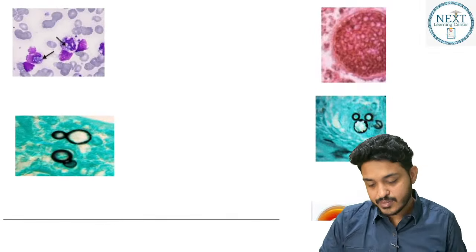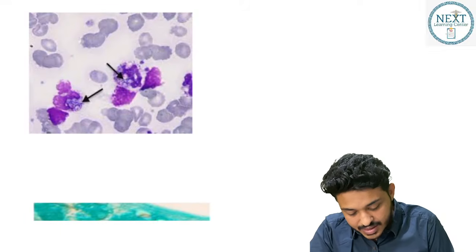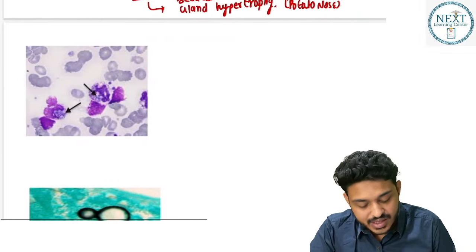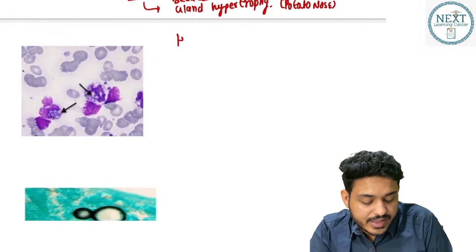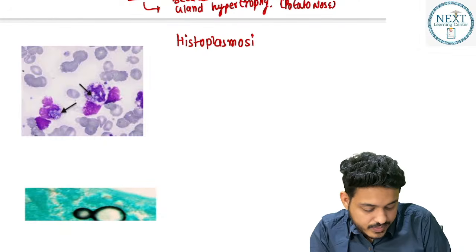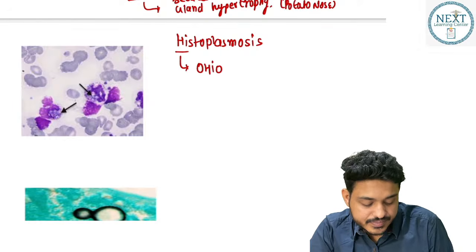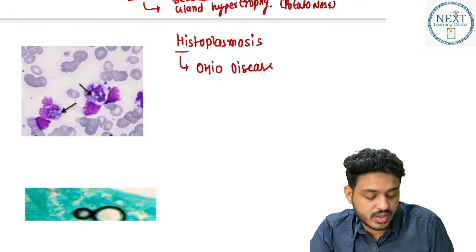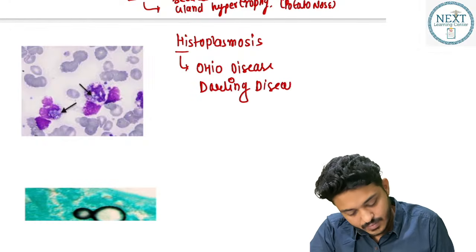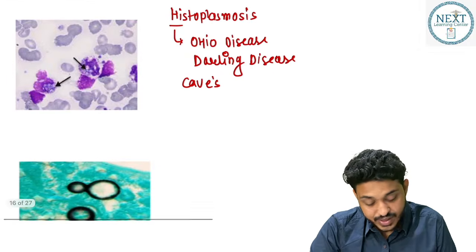Now we are having the dimorphic fungi, and the first one, the yeast cell, is going to be there. Can you appreciate? This is the yeast cell inside the cells, right? This is going to be intracellular yeast identification. This is the feature of histoplasmosis. Histoplasmosis is also known as Ohio disease, also known as Darling disease, also known as Caves disease. Hi darling, let's go to cave, like that you can remember Caves disease.